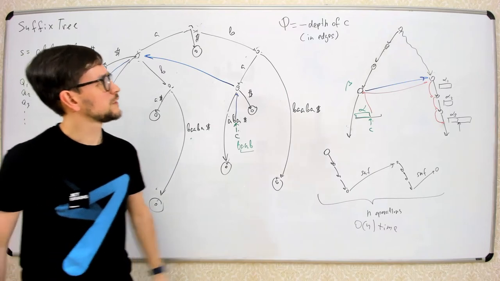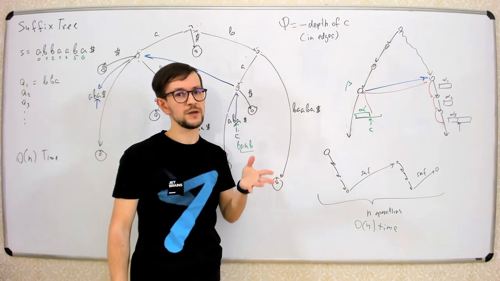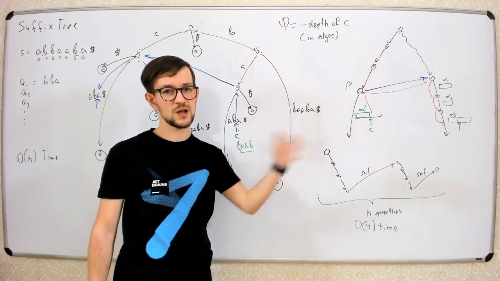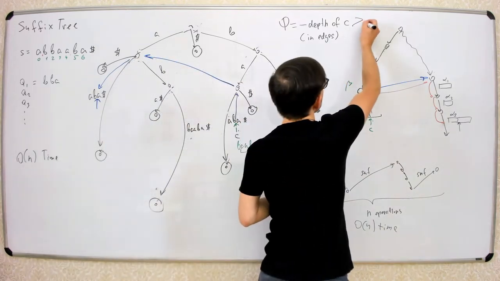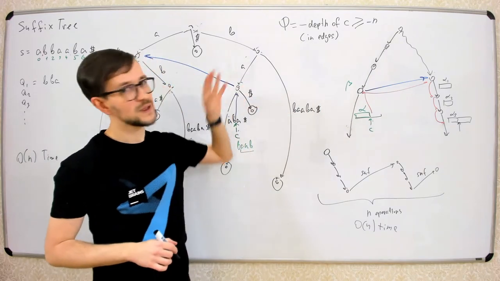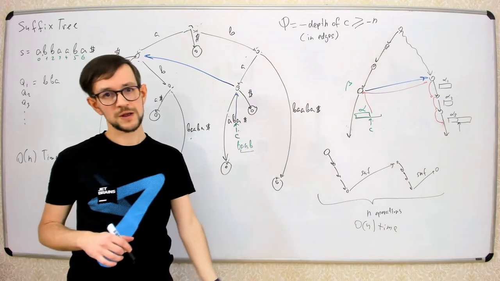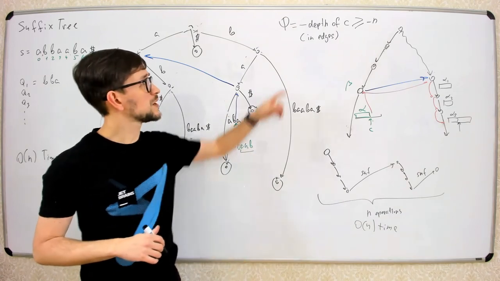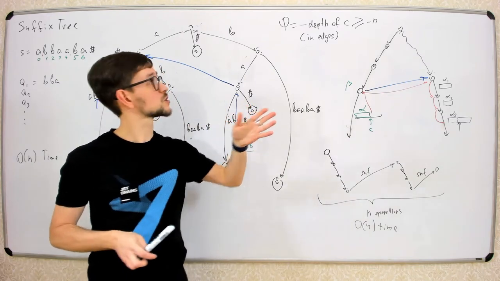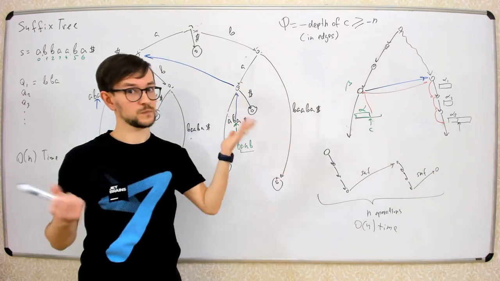It's a little bit inconvenient to have a negative potential function. In this case, it's actually fine, since this minus depth can't go to minus infinity. It's at least minus n. We need to prove linear time complexity, so it's okay to have a negative potential function which doesn't go below minus n. If you don't like a negative potential function, you may say it is n minus depth of C, so it will be positive. Also possible.